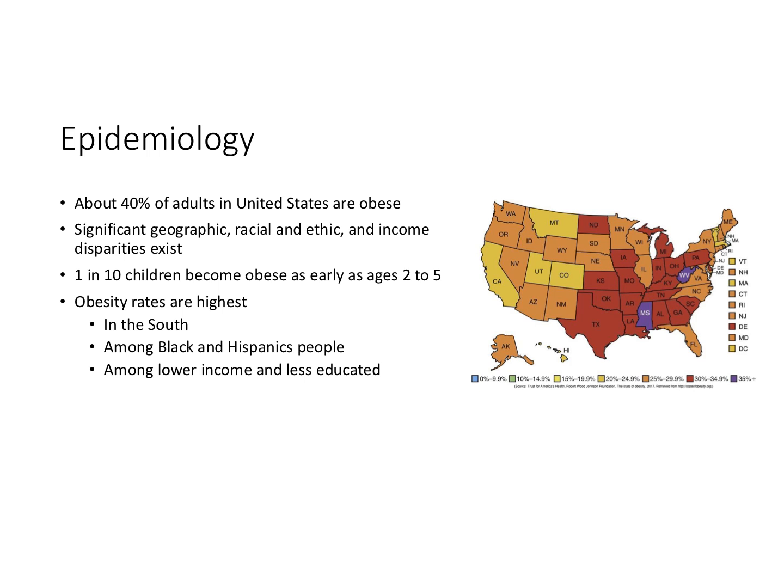There's a lot of disparities, so meaning that there is a variance based on where people live, ethnicity, and income. 1 in 10 children become obese as early as age 5 or even age 2, which is pretty staggering. And then the rates are highest down here in the South. There's also higher rates of obesity with people who are Black or Hispanic. And then there's also rates that are higher with people that have less education and lower income, so people with socioeconomic stressors.